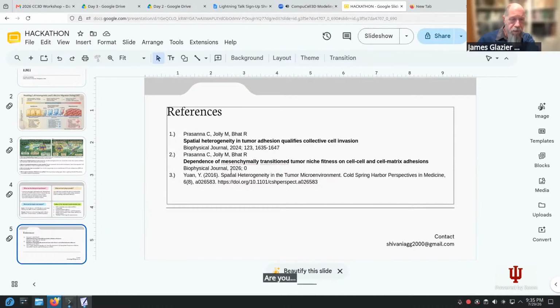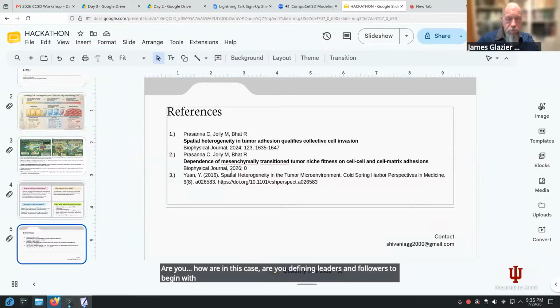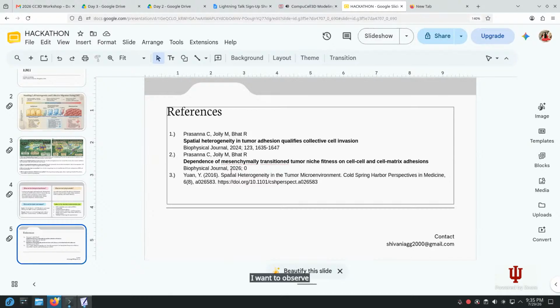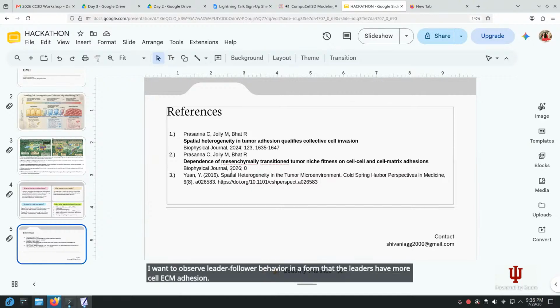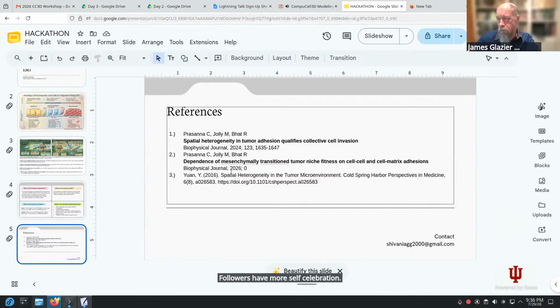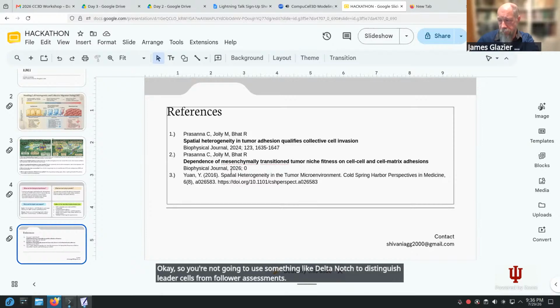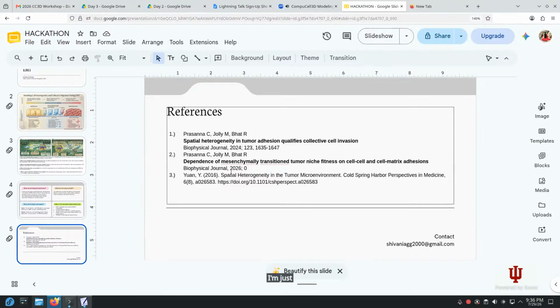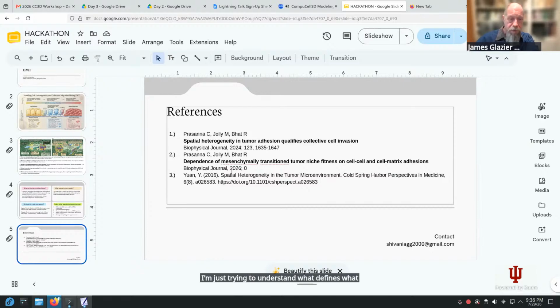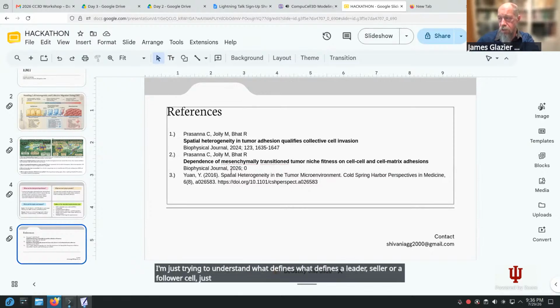In this case, are you defining leaders and followers to begin with, or is there a dynamic change of leader-follower identity? I want to observe leader-follower behavior in a form where the leaders have more cell-ECM adhesion and followers have more cell adhesion. Okay, so you're not going to use something like Delta-Notch to distinguish leader cells from follower cells. No. I'm just trying to understand what defines a leader cell or a follower cell. Just the adhesivity, or is there some other state of the cell that defines that difference?